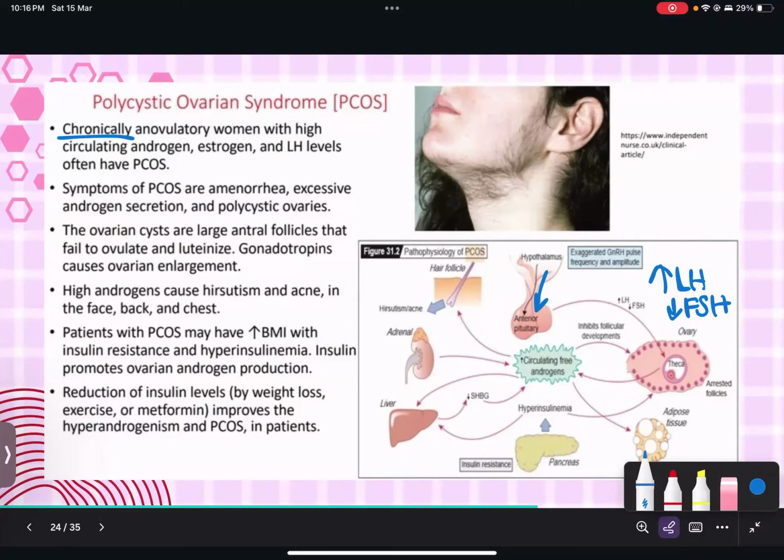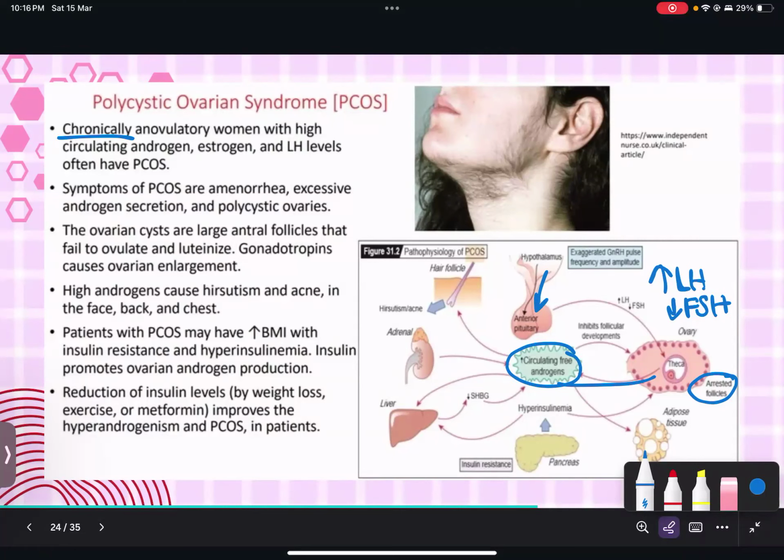When there's so much LH being released, it goes to the ovaries, stimulates the follicles. No, it goes to the ovaries and arrests the follicles. Okay, so they won't be able to grow or increase in size because there's no FSH. Okay, this will increase the circulating free androgens. Okay, androgens such as testosterone and so on.